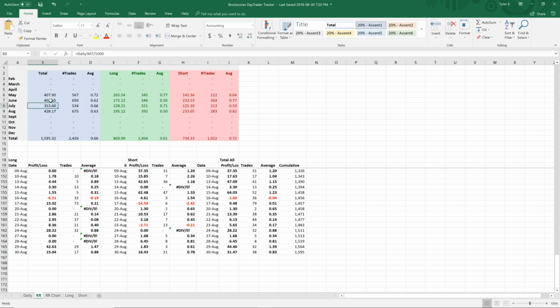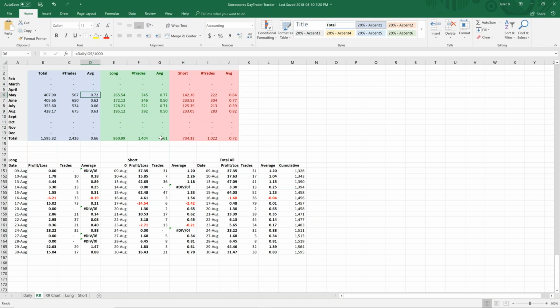So they're generally around 400. July was a little quieter, 353. So 407, 405, those are the RR numbers for the month. The number of trades, the average RR per trade, that's without slippage. I would factor in 0.15, 0.2 as slippage.